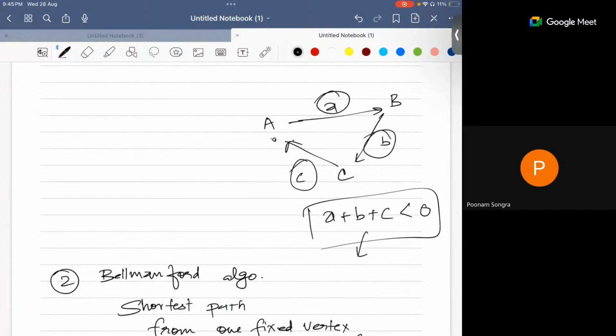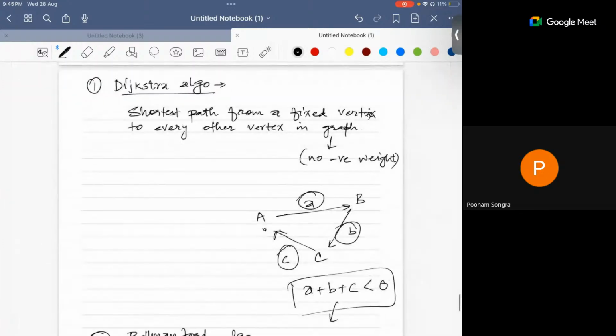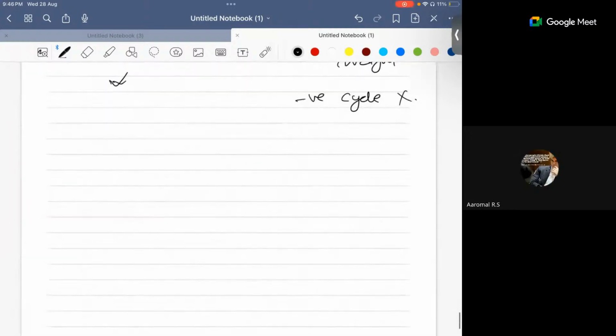Okay, let's do some examples. One example for the Dijkstra. Mostly, if you know this much, where you use Dijkstra, where you use Floyd-Warshall, and where you use Bellman-Ford, that is more than enough for you. Okay, is it clear? Yes, sir. Okay, so one example, maybe I'll just give you an example.